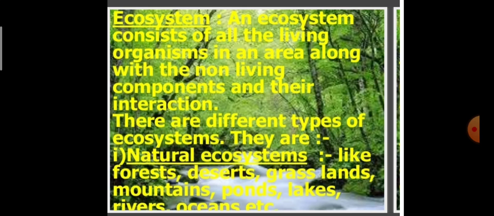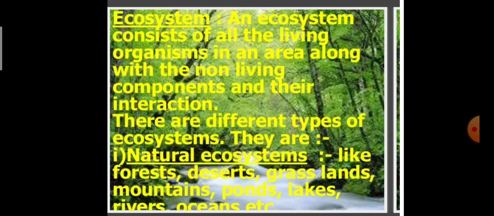Now we are going to learn what the various types of ecosystem are. So ecosystems are basically categorized into two types. One is natural, another is man-made. So what are natural ecosystems?